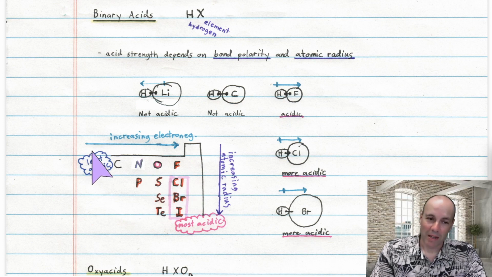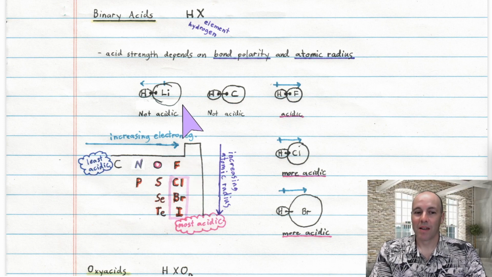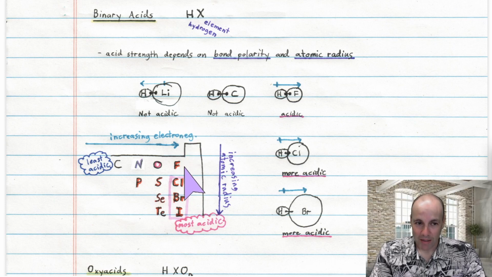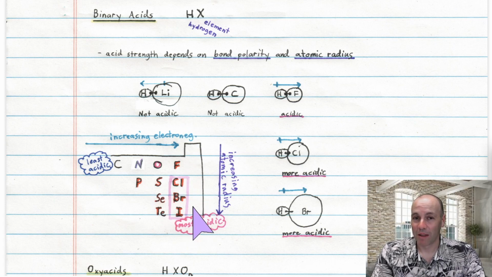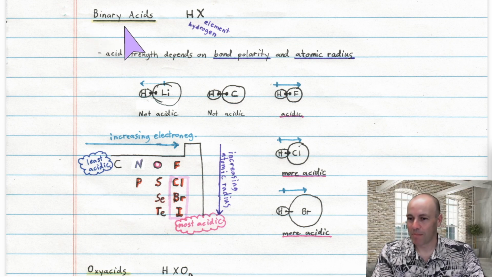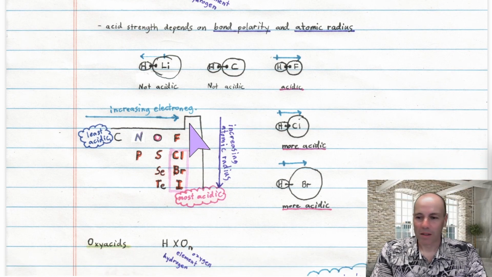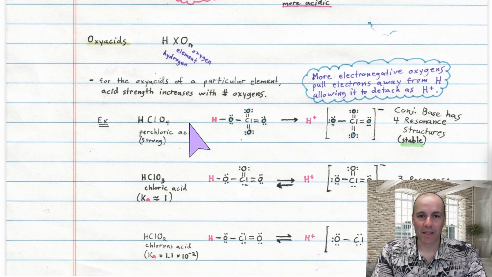And so as the electronegativity increases and the atomic radius increases, these would be the most acidic right there. So hydrochloric, hydrobromic, and hydroiodic acids are the most acidic ones. So that's binary acids. Let's discuss briefly oxyacids.